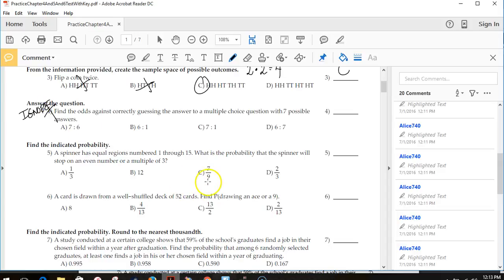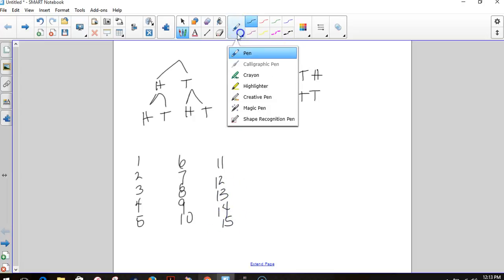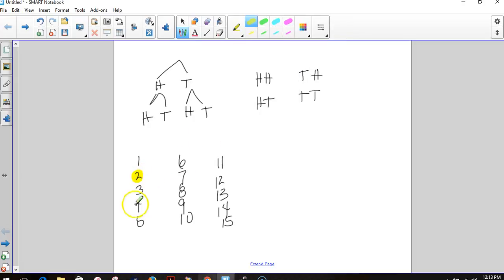Spinner has equal regions. That's important that they're equal. Number 1 through 15. What's the probability that it will land on an even number or multiple of 3? So probably the easiest way to do this is to actually write out the numbers. It may seem a little silly, but it's going to be the easiest way to identify who's an even number. So let's go through and find our evens. 2, 4, 6, 8, 10, 12, 14.